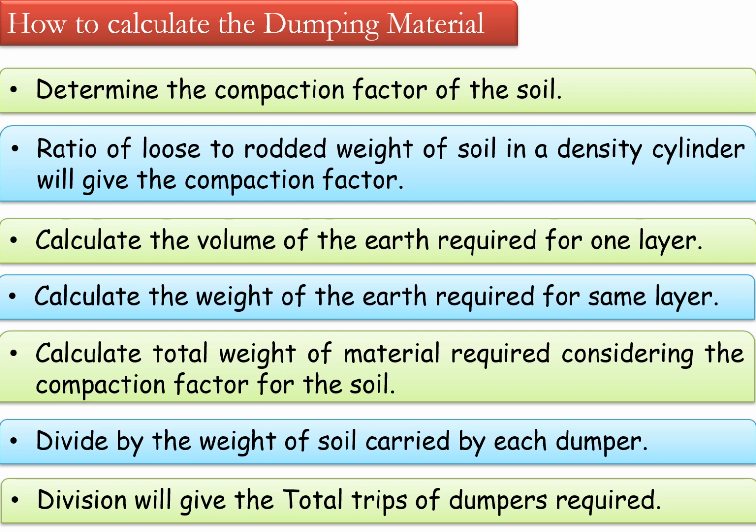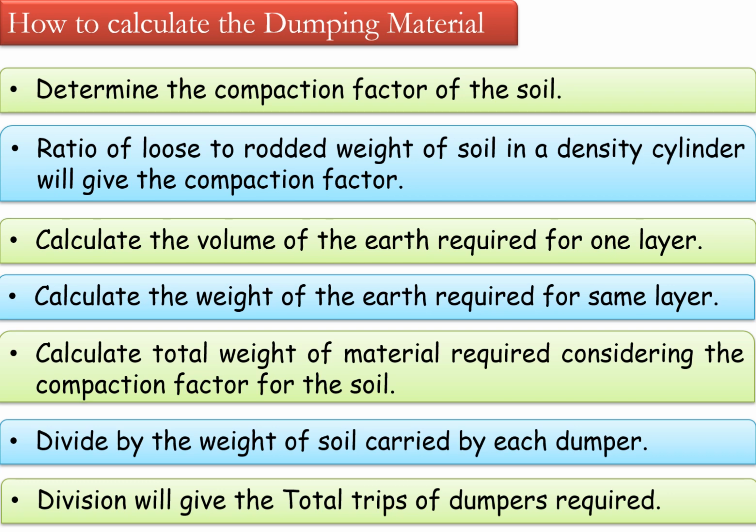That means if you place the soil loosely, what will be the weight of the soil in that particular standard volume of a cylinder, and when rodded, what is the weight or the increase in weight in the standard cylinder. So that is the compaction factor, which is basically required to be calculated for getting the number of dumpers, or the material required to be placed for a compacted layer thickness of 250 millimeters.